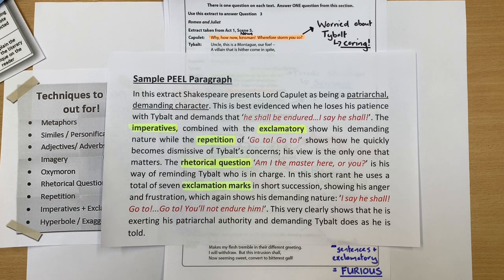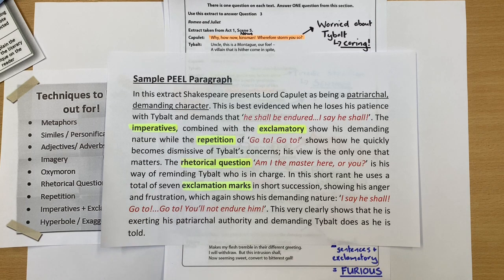So again, we can see that this PEEL paragraph is embedding terminology, commenting on the imperatives, exclamatories, and repetition. The rhetorical question, "am I the master here or you," is his way of reminding Tybalt who's in charge. In this short rant, he uses a total of 7 exclamation marks in short succession, showing his anger and frustration, which again shows his demanding nature. "I say he shall. Go to, you'll not endure him." This very clearly shows that he is exerting his patriarchal authority and demanding Tybalt does as he is told.